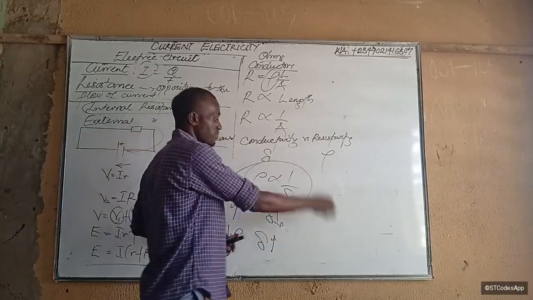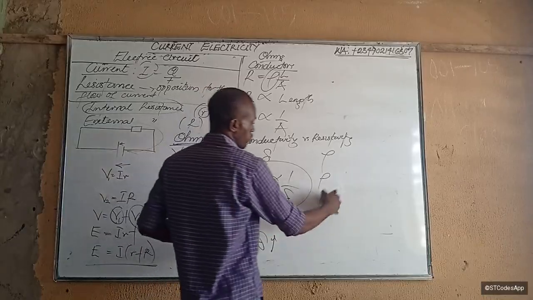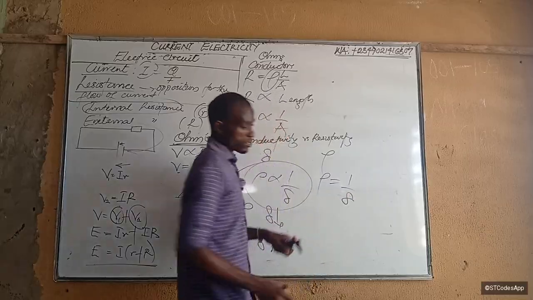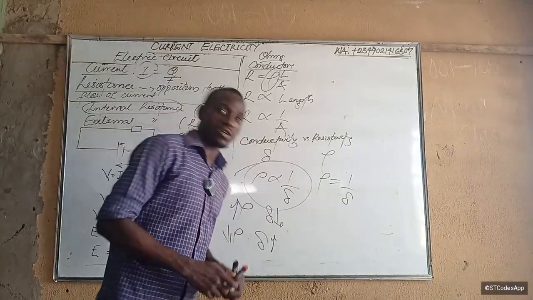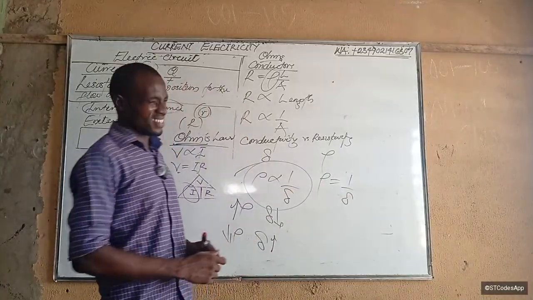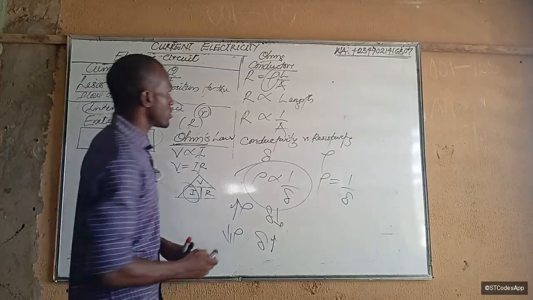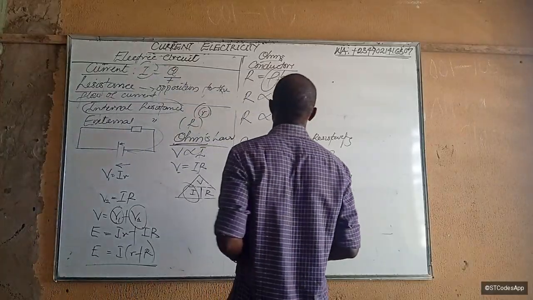Of course, you can already see this relationship. We know that rho is equal to 1 over sigma, such that if I say the resistivity of a material is given, find the conductivity, simply use this equation. Is that clear? Good.